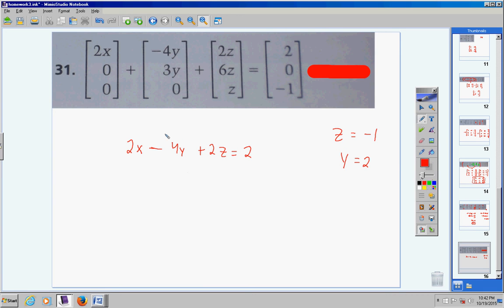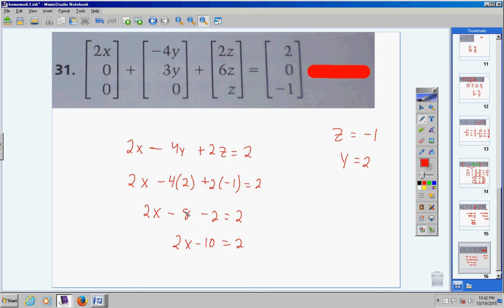Okay? Now, lastly, if I know what z equals and y equals, let's go to your top equation. And where the x is, I will put nothing. The negative 4 where my y is, I will substitute 2. Then bring down my positive 2. And then where the z is, substitute negative 1. So we have 2x, and then negative times the positive is negative. Positive times the negative is negative. Now simplify your left side.